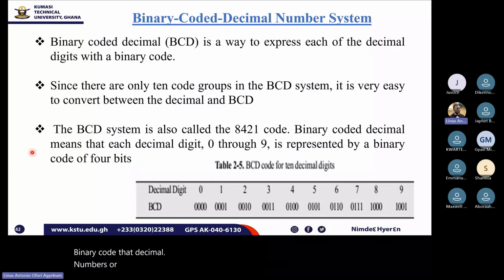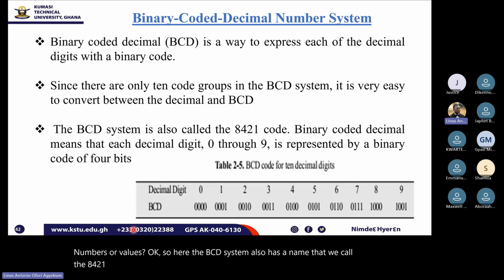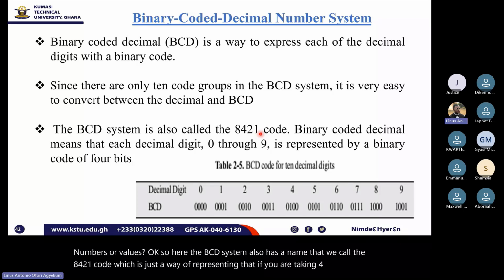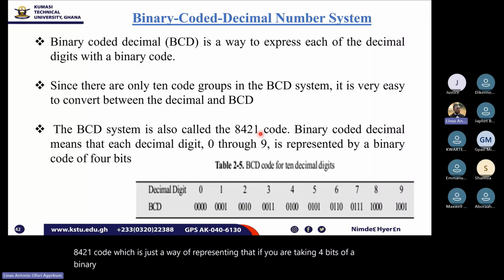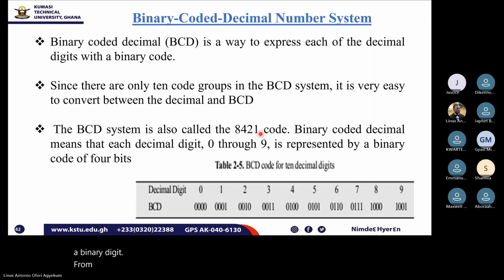Here the BCD system also has a name that we call the 8421 code, which is just a way of representing that if you are taking 4 bits of a binary digit from the rightmost position, assuming you are taking it, just 1 second, let me illustrate it for you.